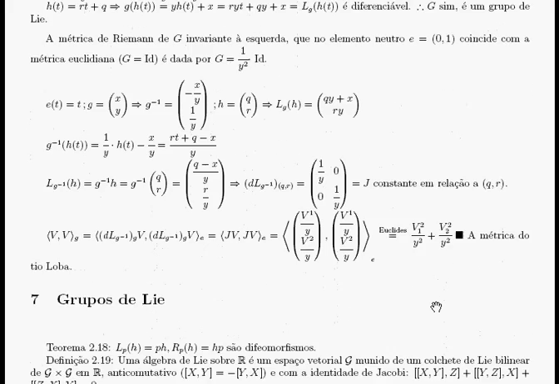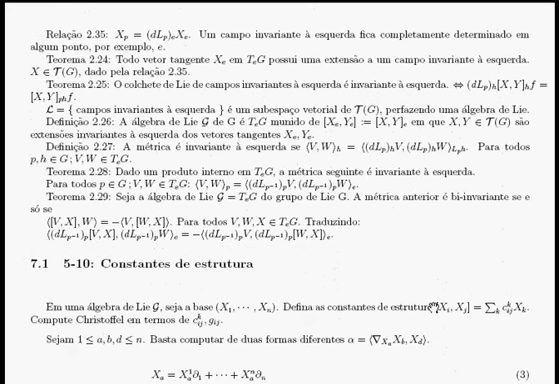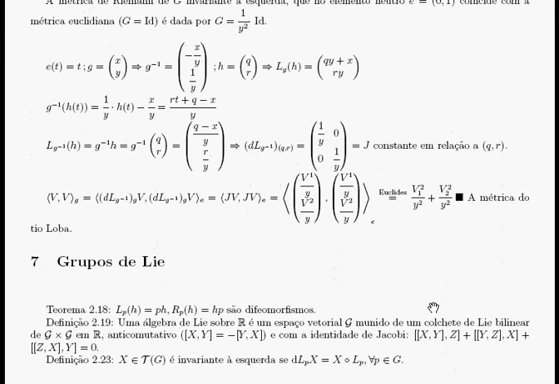Lie groups. So we have a great résumé here. The products on the left and the right are diffeomorphisms. Definition: a Lie algebra over R is a vector space G with a Lie bracket, bilinear, G over R², anticommutative, satisfying Jacobi's identity.